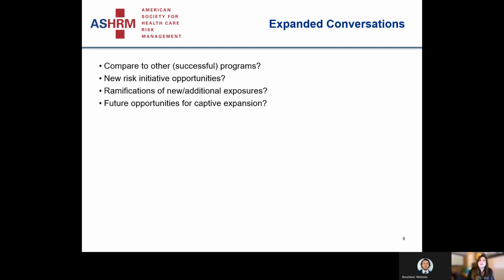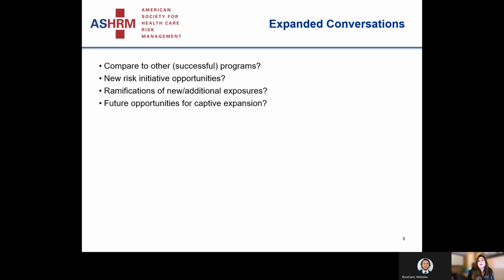What we really want to do is make sure that at some point in the captive meeting, we have conversations around more expansive opportunities. Things like, what are other programs our size doing? What do we want to plan for the future? And probably one of the most important conversations is, what do our exposures look like for the future? Maybe today, as we sit here in the board meeting, we only insure hospitals. But one of our goals is to move into insuring our physicians. That's a big conversation, and that has huge impacts for this program.